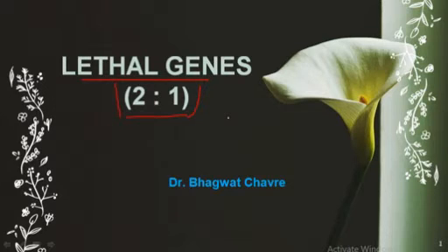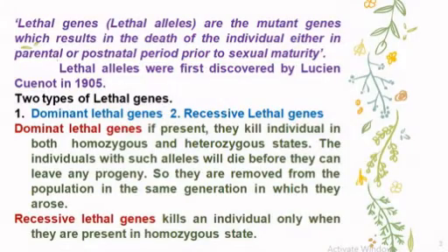So instead of 3:1 the ratio becomes 2:1. This particular concept is called the concept of lethal genes. We will discuss lethal genes in detail. Before understanding the concept, we should know the definition of lethal genes.